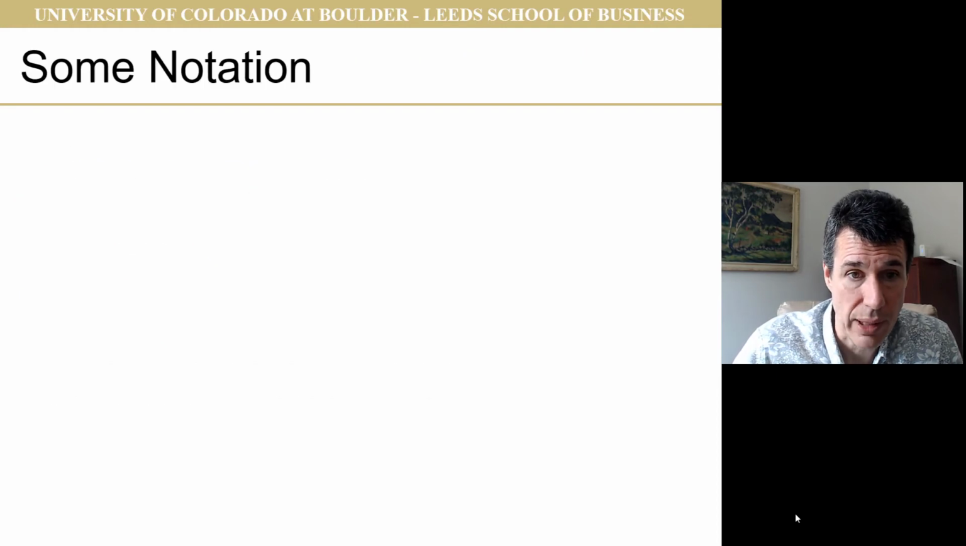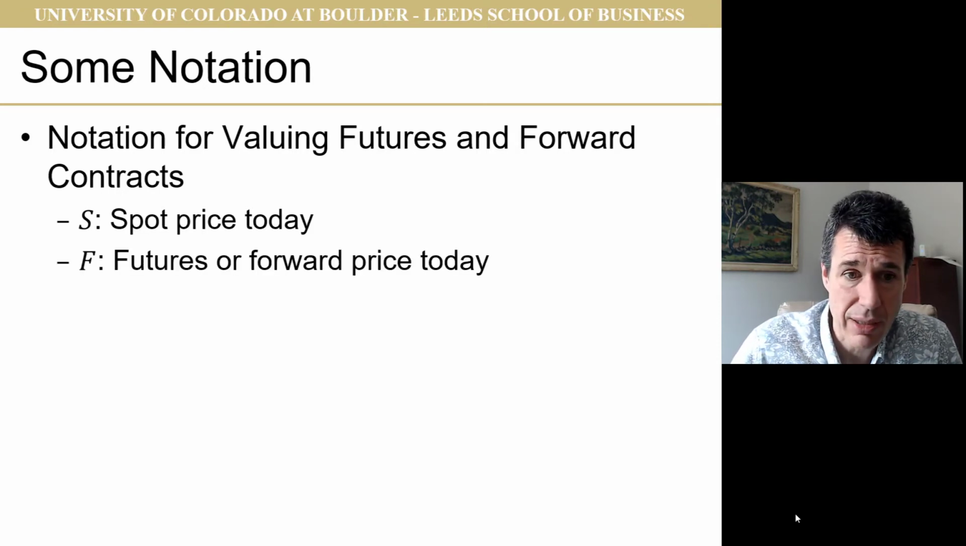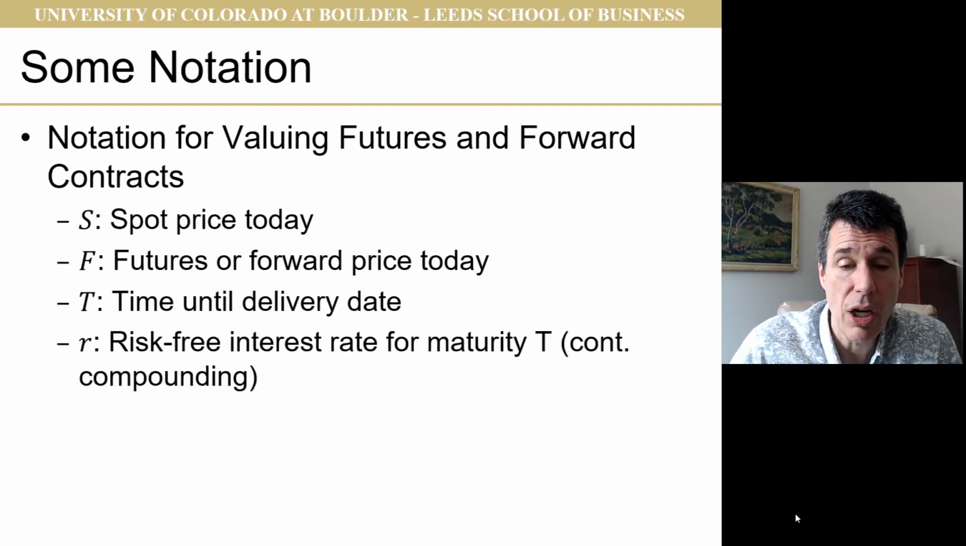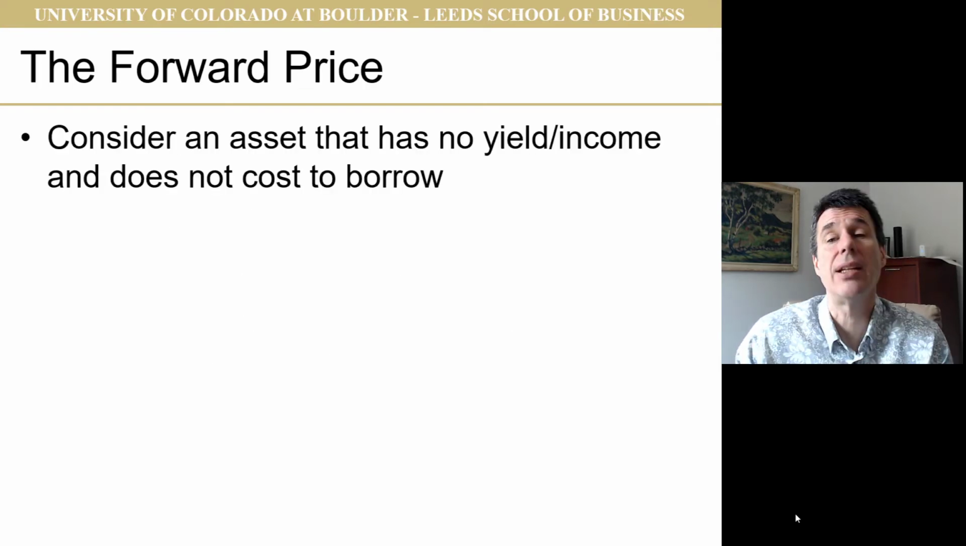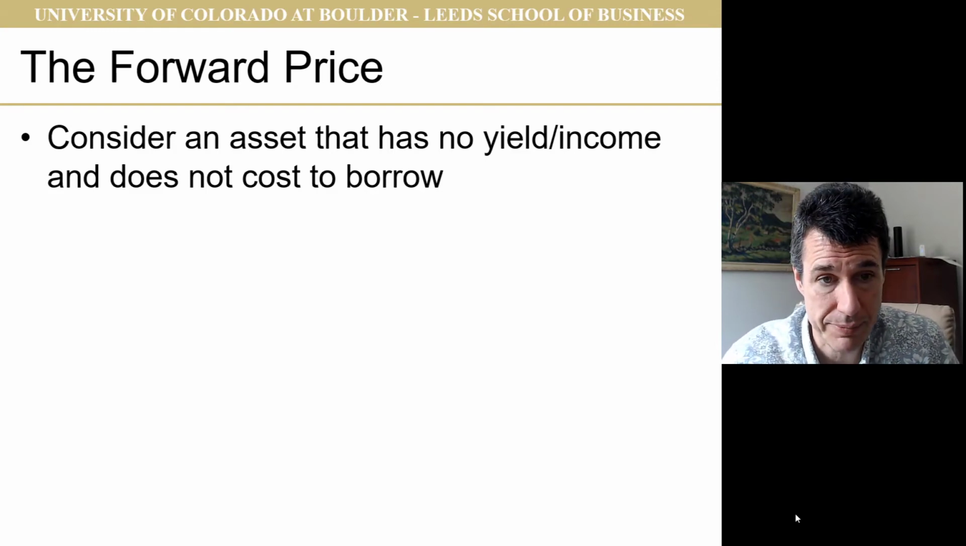Okay, so the forward price. We're going to use S to denote the spot price of the asset. Think of a stock. F is going to be the futures or the forward price today. T is the time until delivery. R is the risk-free interest rate. We'll make it continuously compounded. And let's take an asset which has no yield, no income, does not cost anything to borrow it.